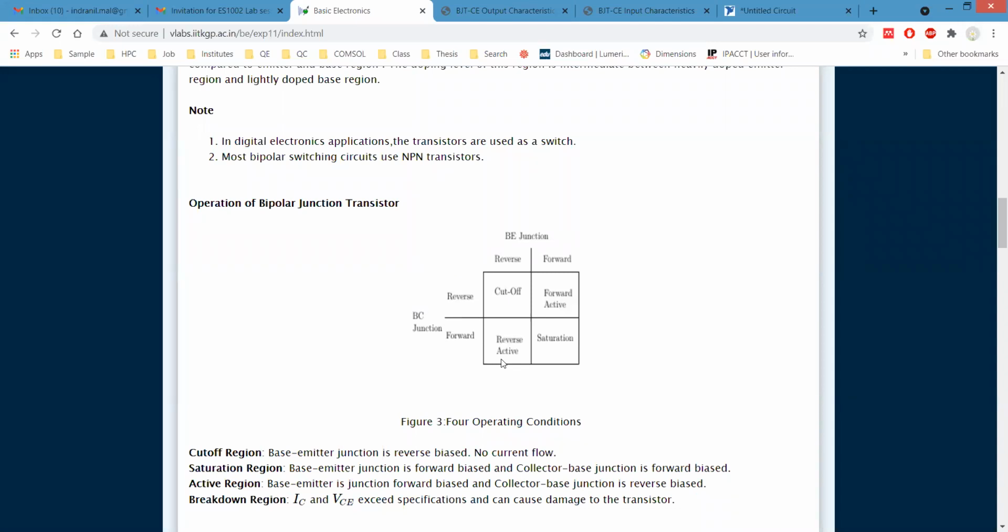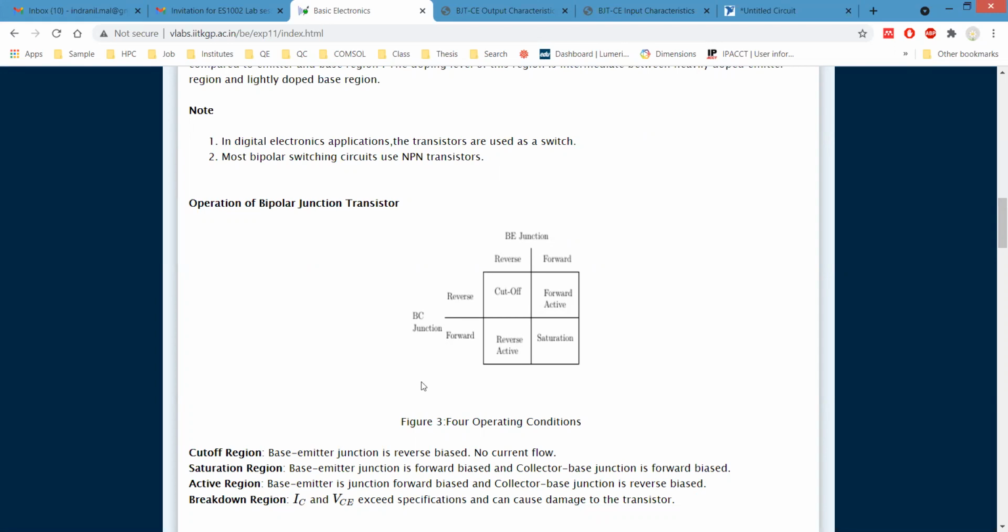As you can see here, there are four operating conditions. Basically three operating modes are there, and in each mode there are four operating conditions. In the case of common emitter, as we are discussing one mode, there are four operating conditions. The base collector junction is either forward or reverse, and the base emitter junction is either forward or reverse, because I already showed you that two diodes are there, which means two junctions.